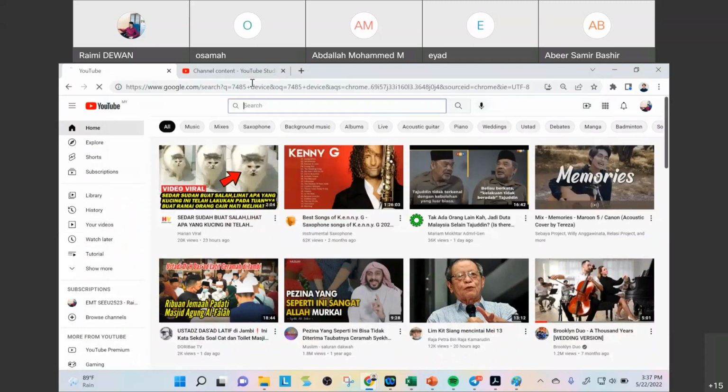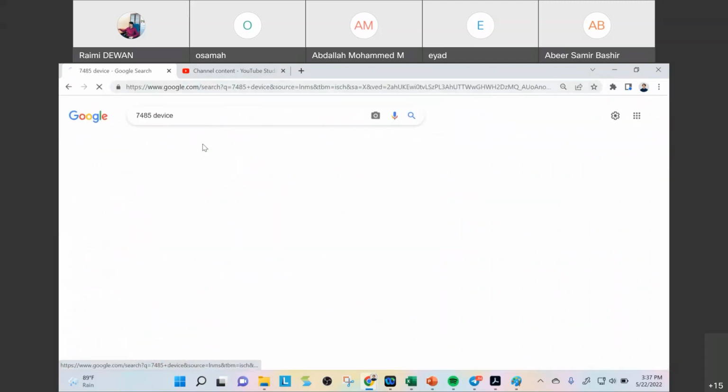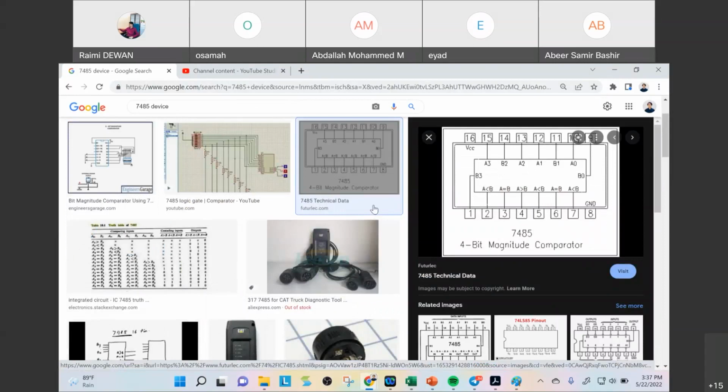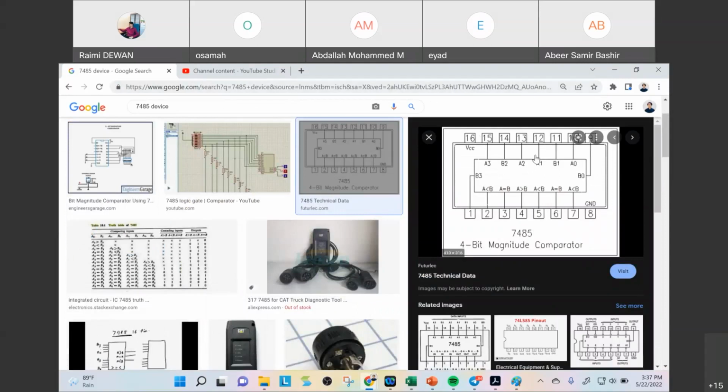Okay, I hope there is an image to show you. Is this one? Okay, so actually you can just Google, okay. So 7485. Okay, you can see this is the circuit. A less than B, A greater than B, A equal to B, and A less than B. Then you have another operation here. Okay, so this is a 4-bit magnitude comparator.